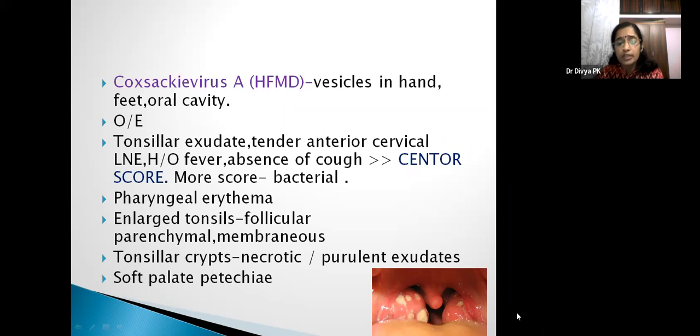There may be associated pharyngeal erythema, the tonsils may be enlarged with follicles seen, or the whole tonsil may be enlarged like parenchymal tonsillitis, and a membrane may be seen over the tonsil. Sometimes the tonsillar crypts may be filled with necrotic and purulent exudates, and soft palate petechiae may be seen. Always look for associated features, as already mentioned in viral diseases, to make a diagnosis.